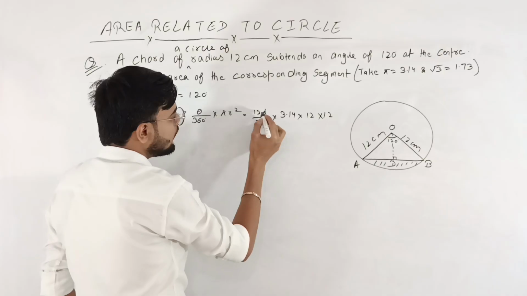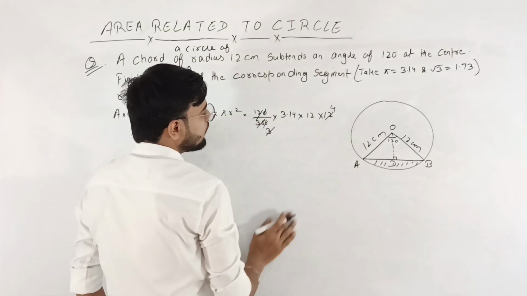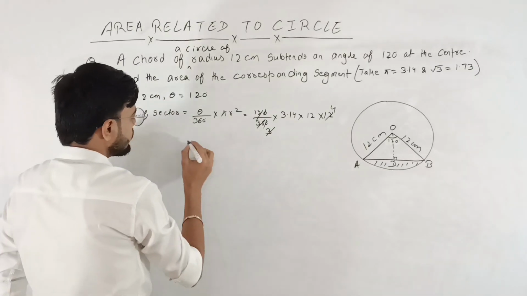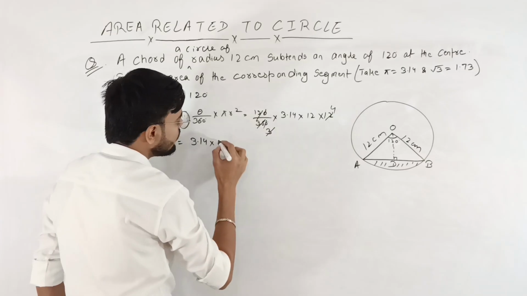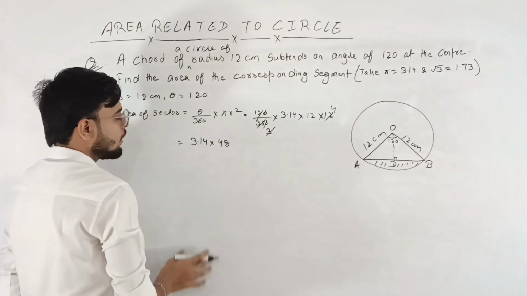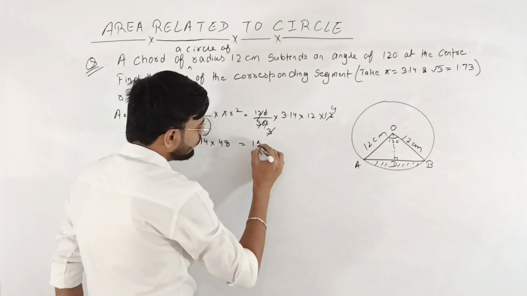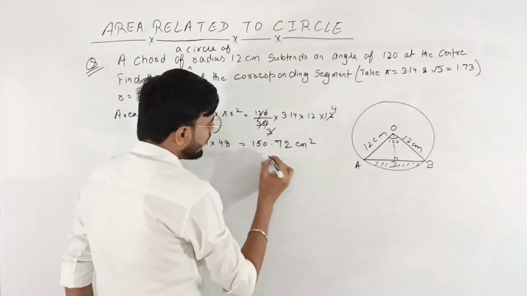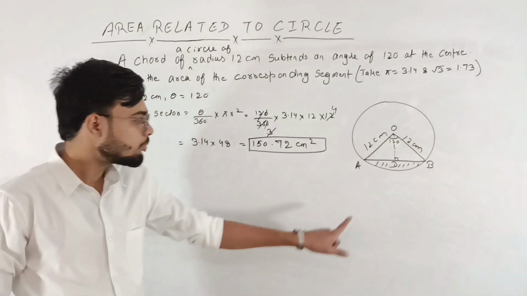Now the zeros cancel and 12 threes are 36. Okay. Now 3 fours are 12. So we have 3.14 into 12 into 4. So this is 3.14 into 48. Now we multiply 3.14 into 48. Then we get 150.72 centimeter square. This is the area of our sector, okay, which is formed by the arc AB.